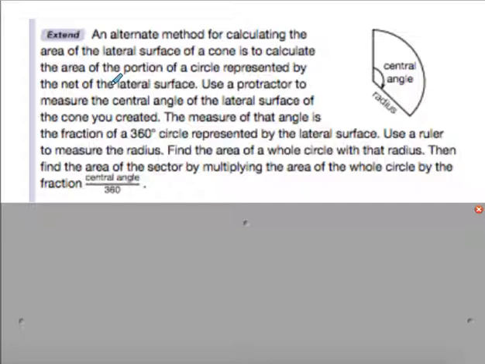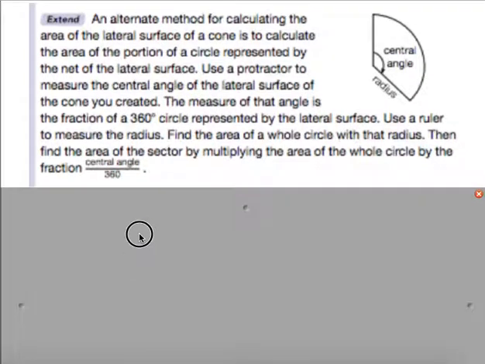So I'm just reading off these directions. Use a protractor to measure this central angle of the lateral surface area cone you created. The measure of that angle is a fraction of 360. Okay, this fraction, the central angle over 360. So you find the area of the entire circle with that radius, and then take just this fraction of it, and you'll find the lateral surface area.